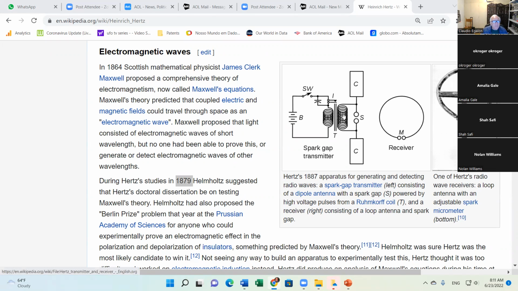So here we have this electromagnetic wave being generated here at the source. And it is inducing a current in the receiver that you see right in here.